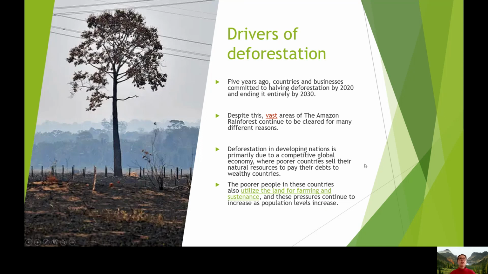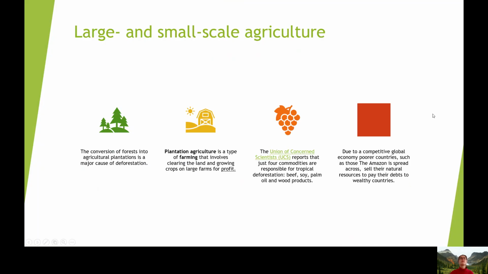The poorer people in these countries also use the land for farming and sustenance, so that's surviving, and these pressures continue to increase as population levels increase. The conversion of forests into agricultural plantations is a major cause of deforestation. So that's converting the forest land to farming land. Plantation agriculture is a type of farming that involves clearing of the land and growing crops on large farms for profit, to make money.